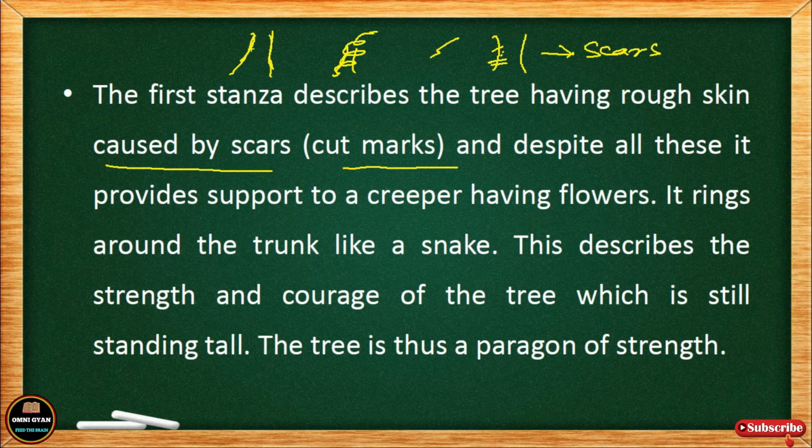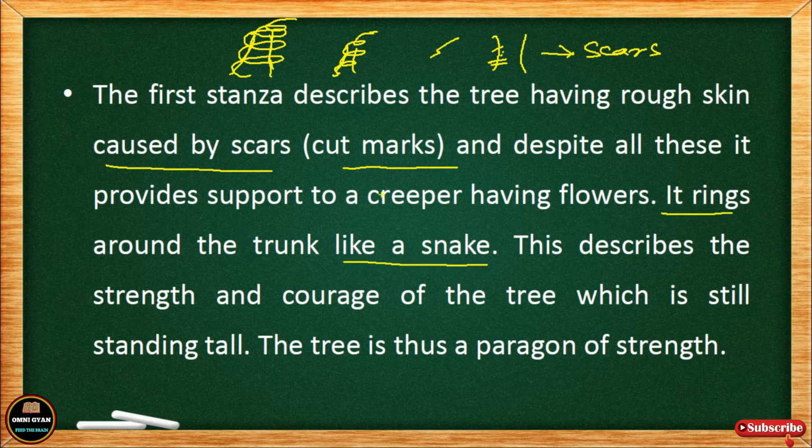So you see the tree is very old. Okay, the tree is very old. ट्री बहुत पुराना हो चुका है, लेकिन फिर भी still then it is giving support to this creeper. Okay, that is winding and growing around, coiling around the trunk of the Casuarina tree. Okay, so the poet describes it as a python, as a snake.